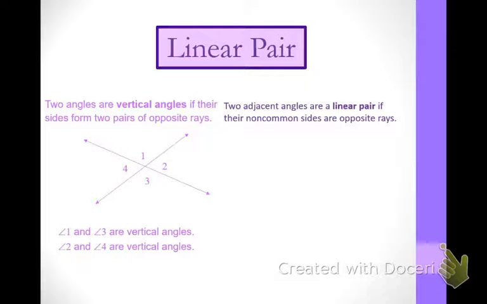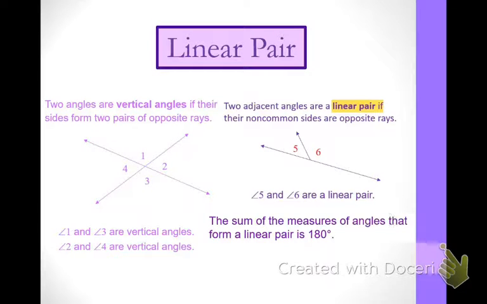A linear pair: two adjacent angles are a linear pair if their non-common sides are opposite rays. It looks like that upside down T. So linear pairs, what do they look like when they come together? A line. What do we know about lines? They're straight and they're 180 degrees. So the sum of the measures of the angles that form a linear pair is 180 degrees.